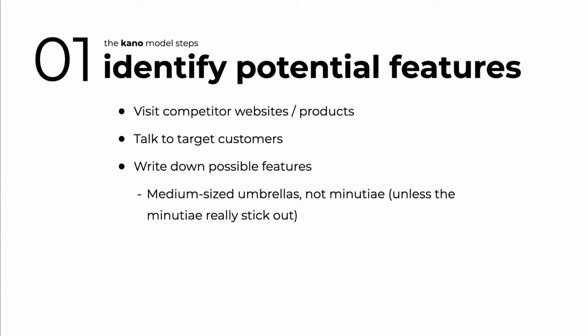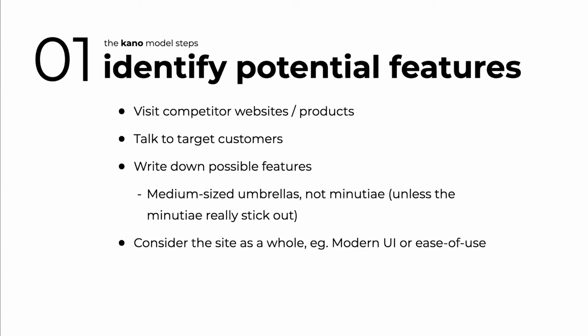And then you want to consider the site as a whole. So something like modern UI or ease of use can be a feature if your competitors are lacking in that. Those types of things are sometimes overlooked as being features, but when it comes to usability, especially depending on who your competitors are, for instance, with Dazuki, ease of use is a huge benefit of ours that our competitors really lack. And so those are things that you want to consider.